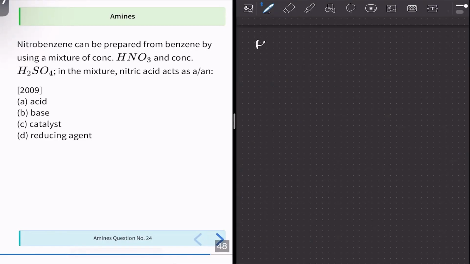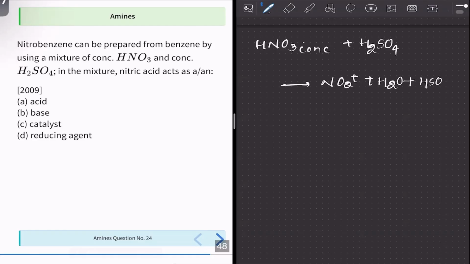So in that nitrating mixture, that is concentrated HNO3 and concentrated H2SO4, which will act as base and which will act as acid? Let's see the reaction only. By reacting with each other, it will produce NO2+, H2O and HSO4-. So H2SO4 will donate one proton to produce HSO4-. So H2SO4 is an acid.